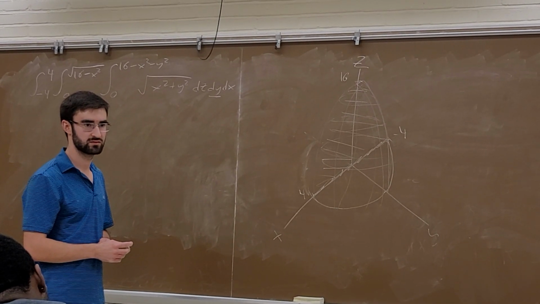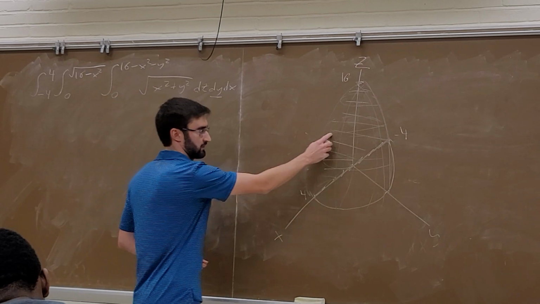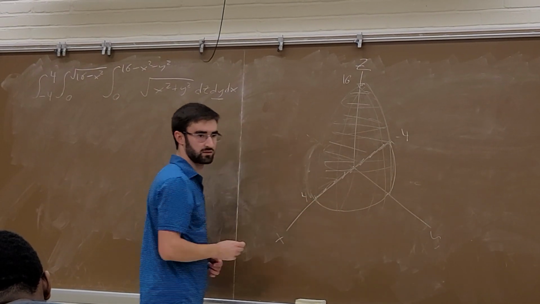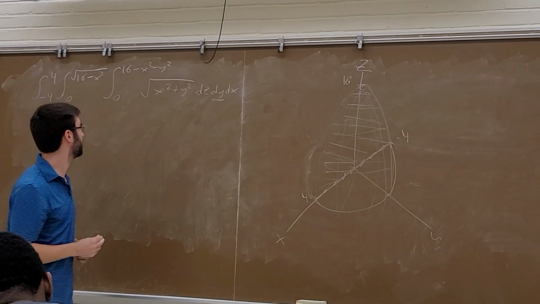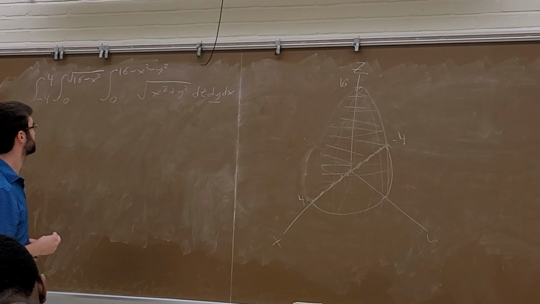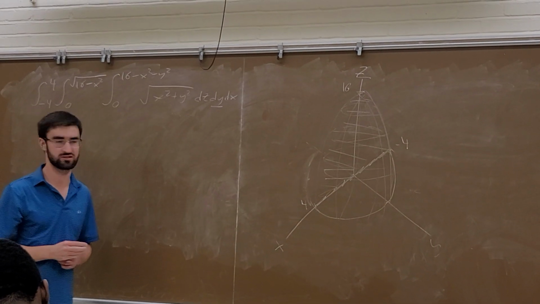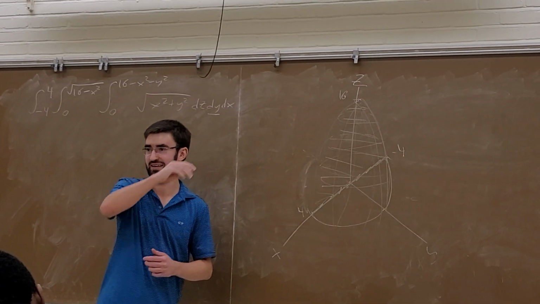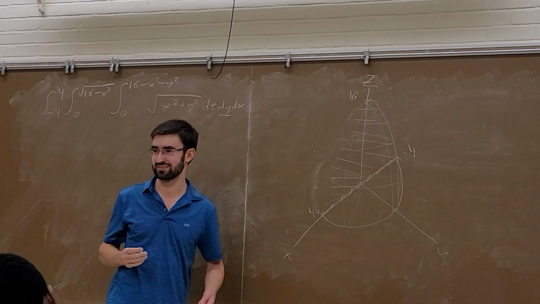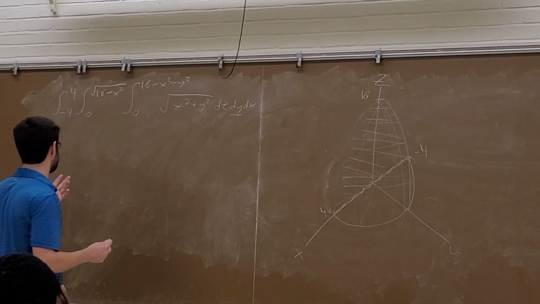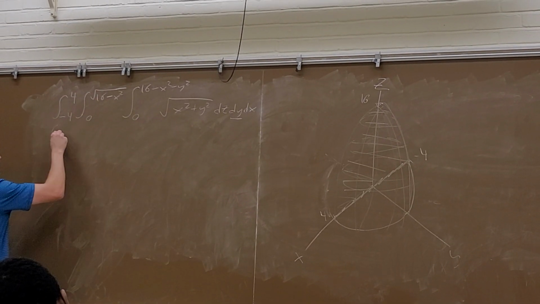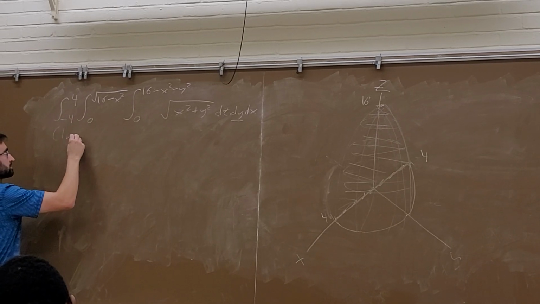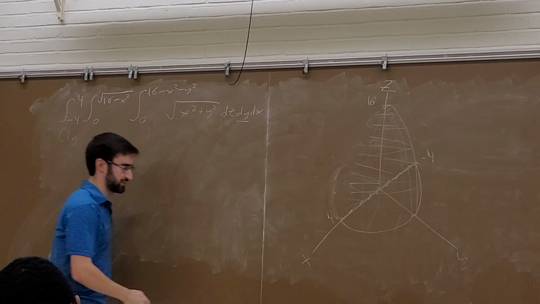Because we're never over here, we're only over here. So it makes sense to do cylindrical coordinates, because we don't see the region's a sphere clearly. It's half of some cut-in-half jello thing. So we'll go to cylindrical coordinates.